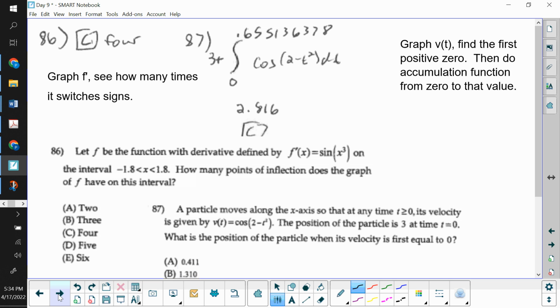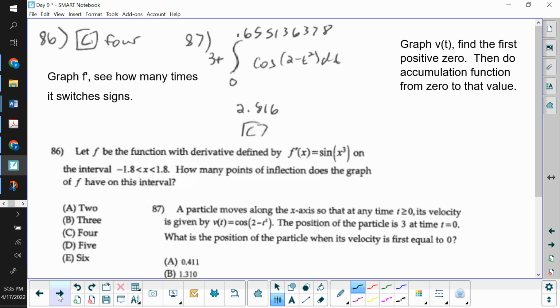In 86, start out by graphing f prime, and we want to see how many times it changes signs. And make sure we're only looking on the interval from negative 1.8 to 1.8, so you probably want to switch your values on the x-axis so you're focusing in only there.